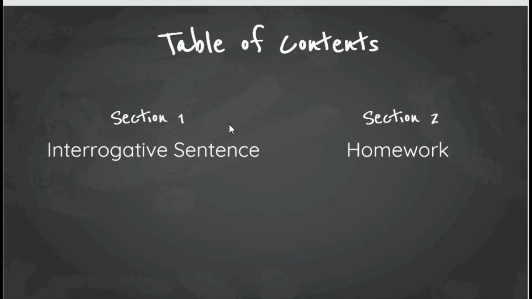Here is the table of contents. In today's class, in section 1, we are going to learn about interrogative sentences. So we will learn how to make questions. Then in section 2, we will have homework.